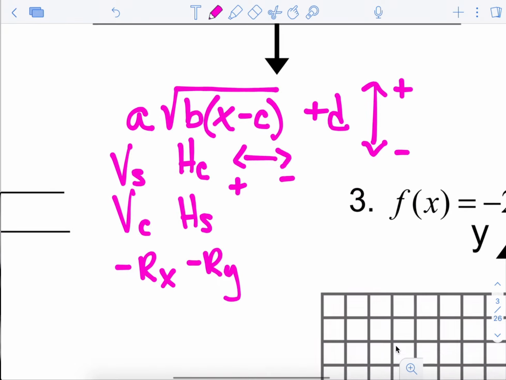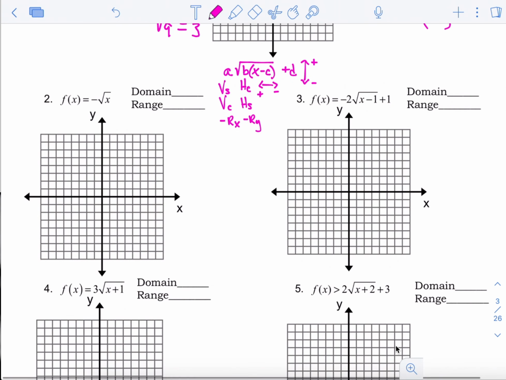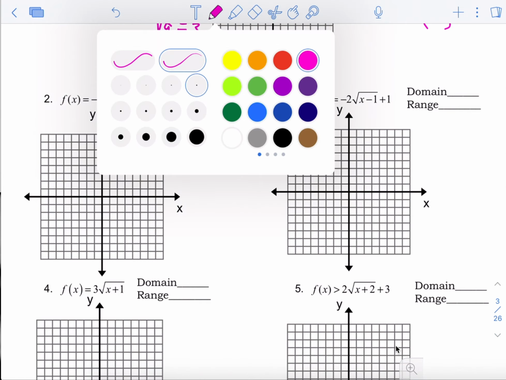Okay, if you want to write that on your paper just as a way to refresh your brain, that's a good plan. We're going to put the transformations for each problem out to the side. Okay, I'm going to switch to blue real quick.